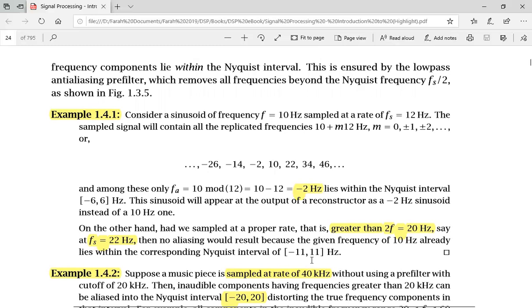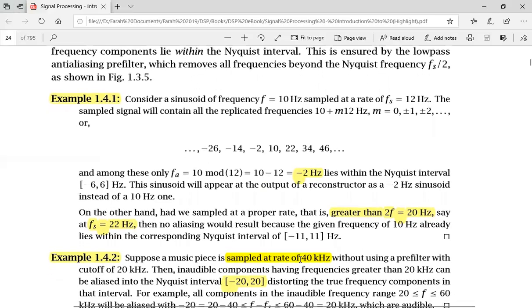If you just observe and then generate a new set of replicated frequencies, don't consider this one because this is for fs 12 hertz. Now generate another set of frequencies taking fs as 22 hertz instead of 12 hertz, and then you will observe that your 10 hertz signal would lie within this Nyquist interval of minus 11 and 11 hertz, and the signal would be properly reconstructed. Okay, so this is the basic concept that applies here, what would be the effect if you undersample your signal.